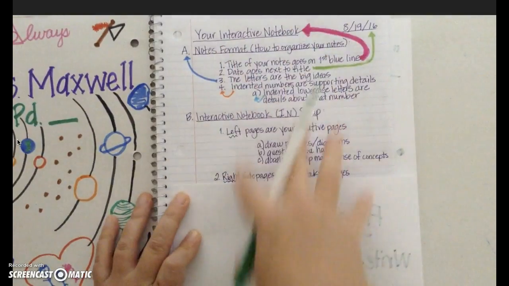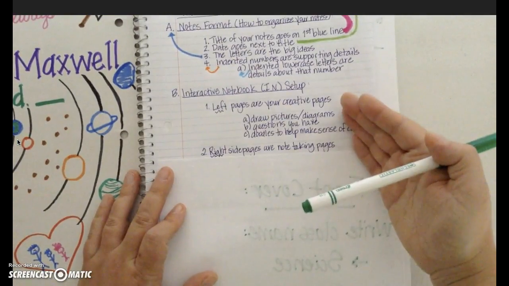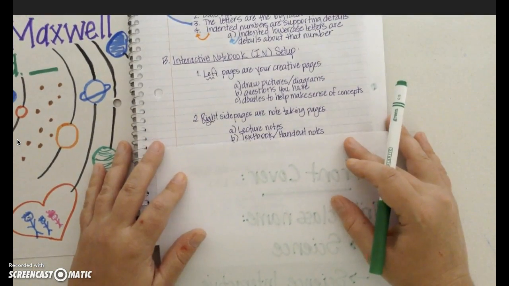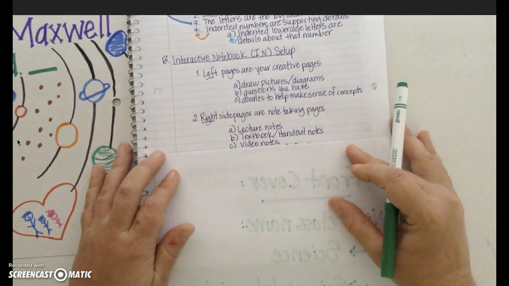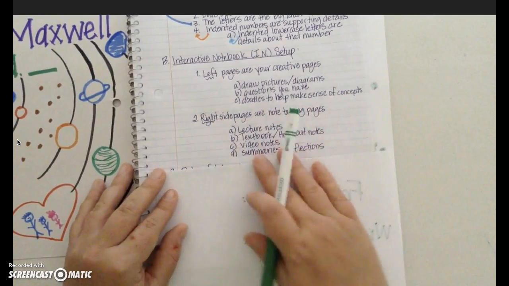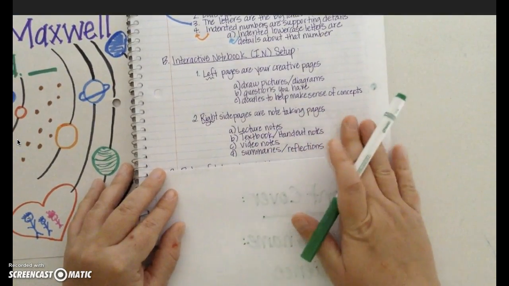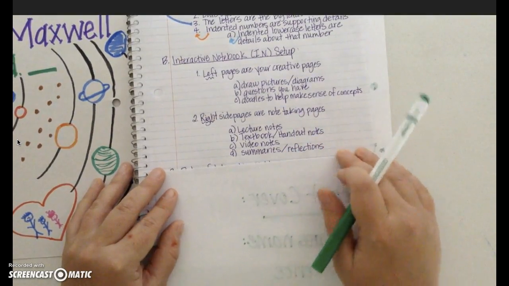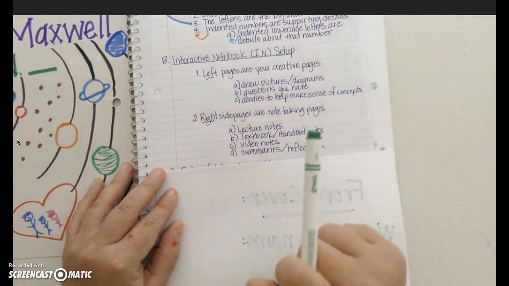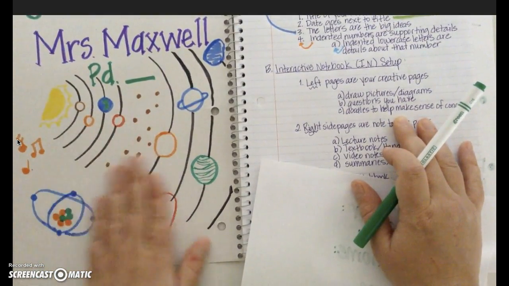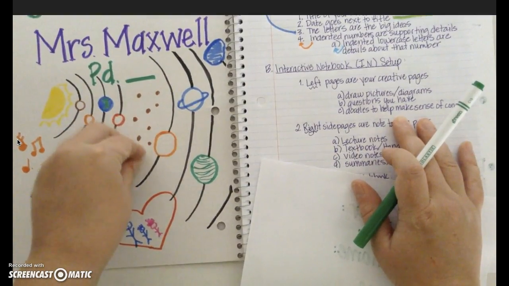Okay, so this is our right side page. This is where we're taking notes. Left side is the creative page, the right side are the note-taking pages. And on these pages, we're going to write lecture notes, textbook and handout notes, video notes, summaries and reflections. All of these things go on the right side. And I will always tell you what I want you to have on this side so that you don't have to kind of figure it out on your own. I'll always give you the right-hand side notes. Some of the times I'll be giving you the left-hand side stuff too, because that's where we'll put graphic organizers, and anything that's visual goes on this left-hand side.